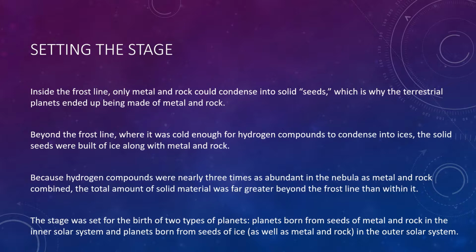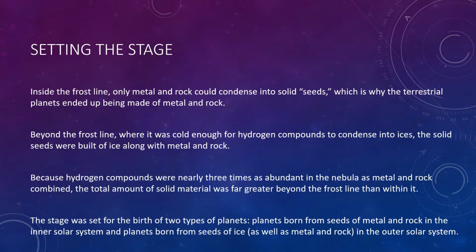Inside the frost line, only metal and rock could condense into solid seeds, which is why the terrestrial planets ended up being made of metal and rock. Beyond the frost or snow line, where it was cold enough for hydrogen compounds to condense into ices, the seeds of the planets were built of ice along with that metal and rock. Moreover, because hydrogen compounds were nearly 3 times as abundant in the nebula as metal and rock combined, the total amount of solid material was far greater beyond the frost line than within it.